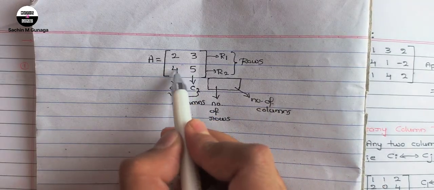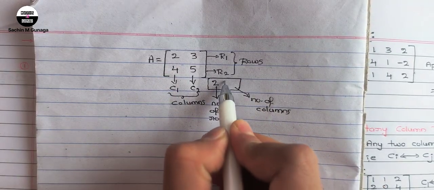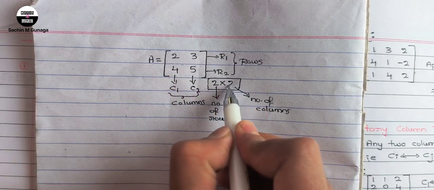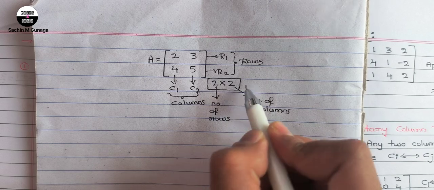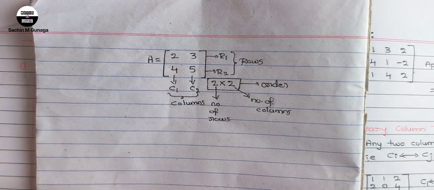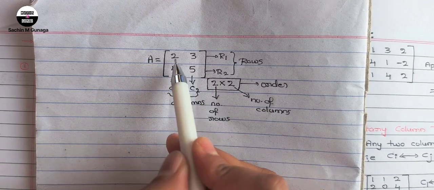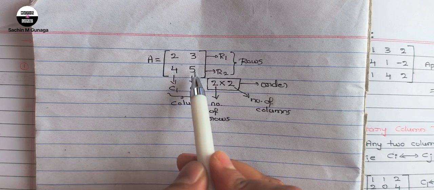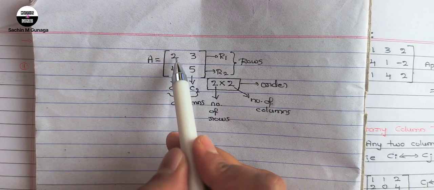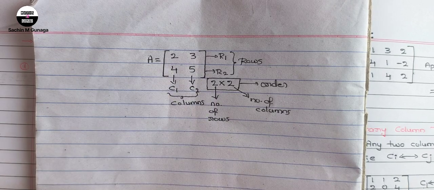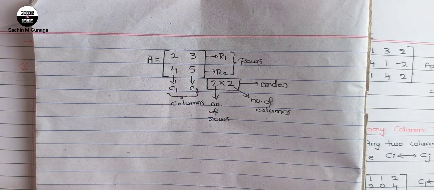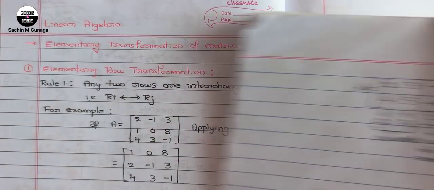Therefore here, how many rows are present? 2 rows. So it is 2 cross. How many columns are present here? 2 columns. So here 2. Therefore 2 cross 2 indicates the order of which matrix? A matrix. Next, inside this matrix some numbers are present. That is, 2, 3, 4, 5 are called elements of matrix A. Therefore, a matrix is the arrangement of rows and columns in a bracket.